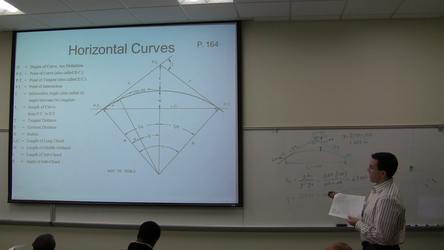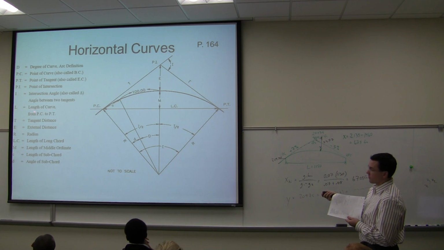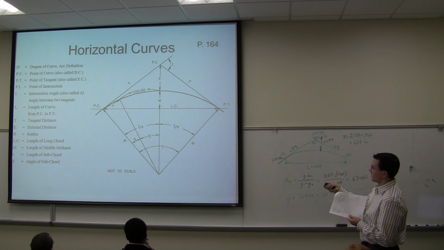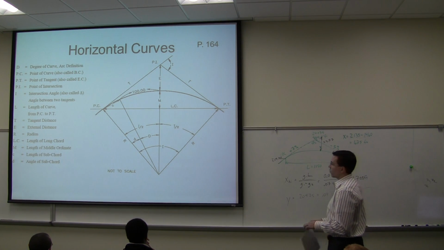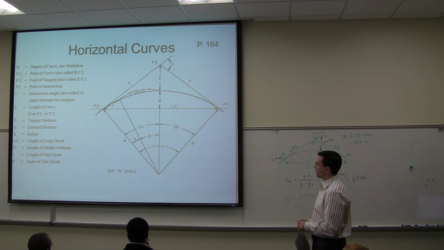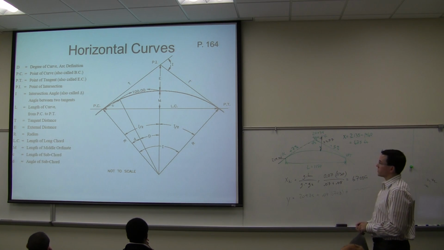The main difference here is the length of the curve, which is L. The main thing to confuse if you're in a hurry is length of curve with long chord. So length of curve is L, long chord is C. The long chord is the straight line distance connecting the PC and the PT. L is the length of the curve, which is actually measured along the center line of the roadway. Most of the calculations and most of the time we're interested in L, the distance measured along the center line of the roadway.